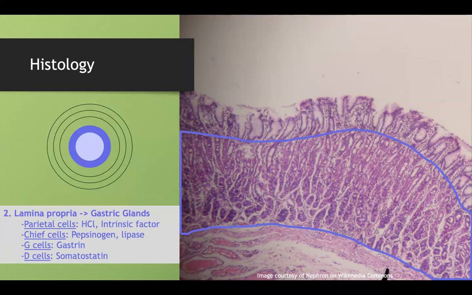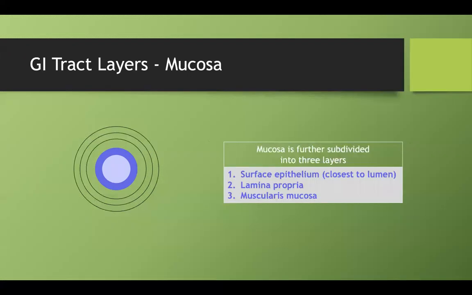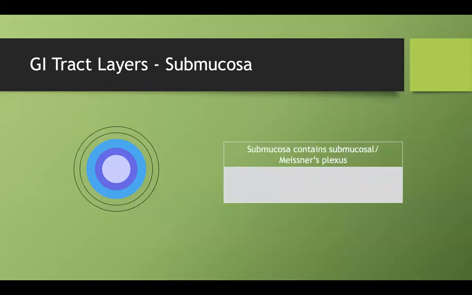And I'll just give you a little rundown of what kind of substances can be produced within the lamina propria in our stomach. We'll go over this in great detail during that lecture, but I just want to give you a rundown right now. And finally, the muscularis mucosa is a muscular layer, so you know muscles contract, and it's really low yield. You don't really need to know this, but the contractions can promote gland secretion, which I thought was kind of interesting.